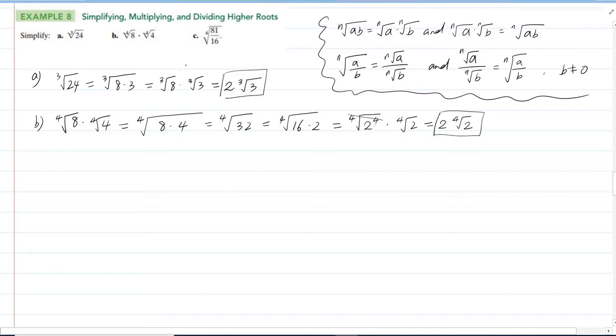Same thing as here. I'm just going to write it down. That's why they're canceled to give you a 2. That's the reason why you wrote 8 right there.